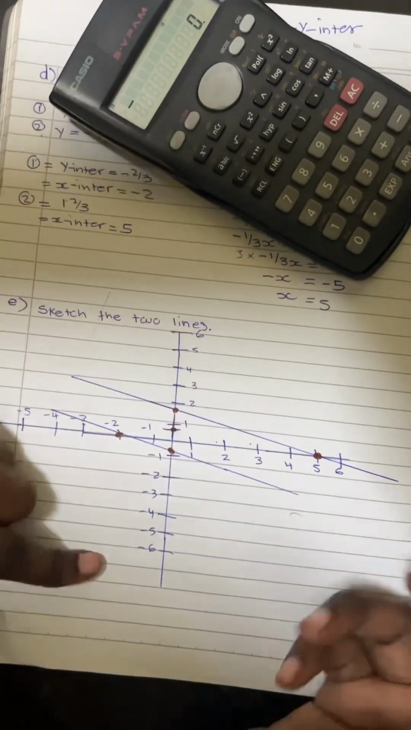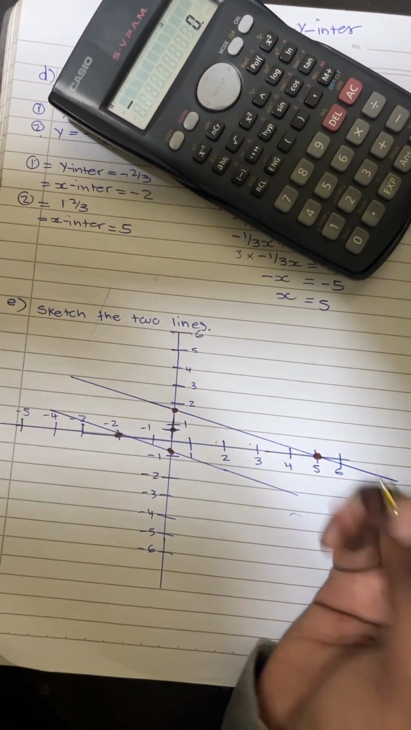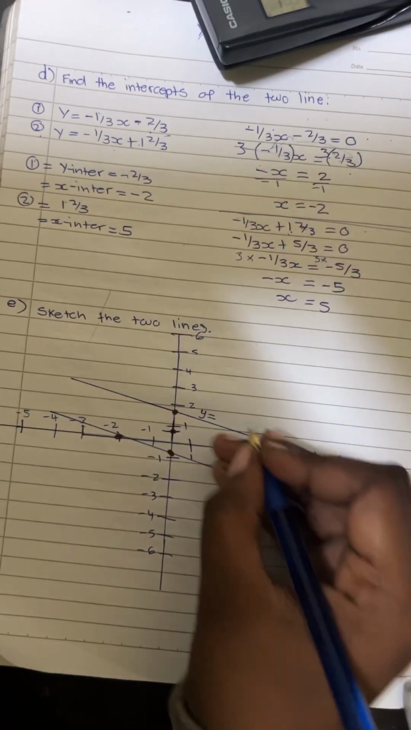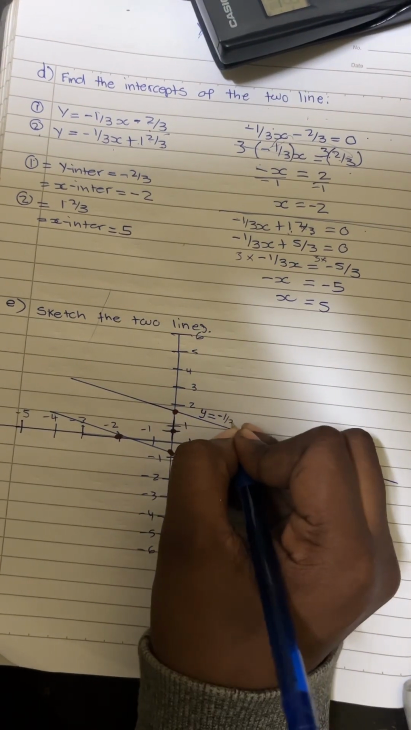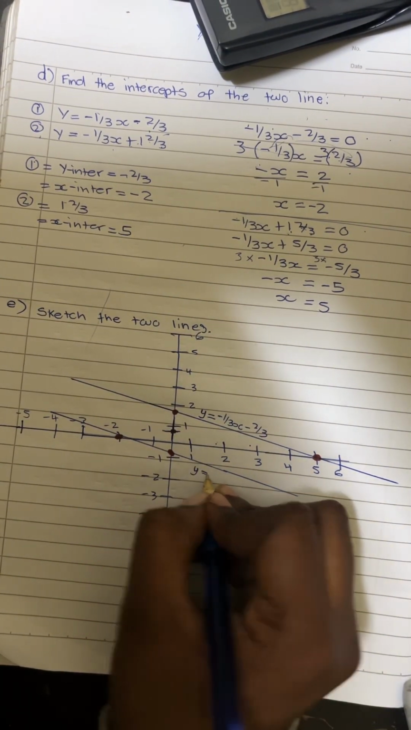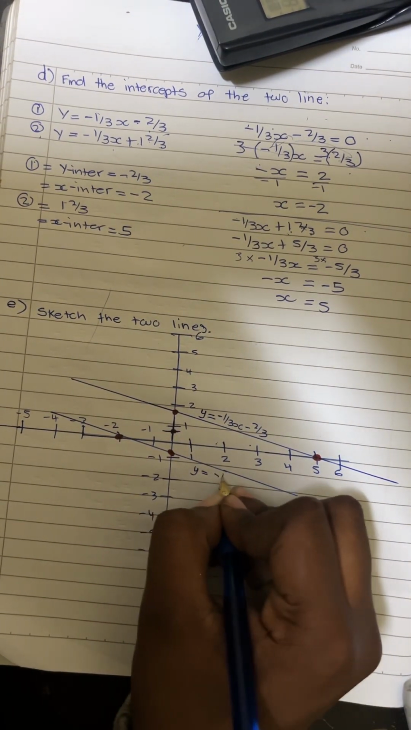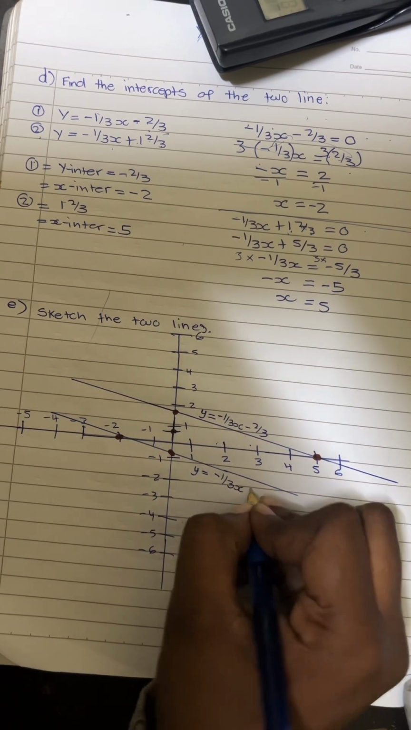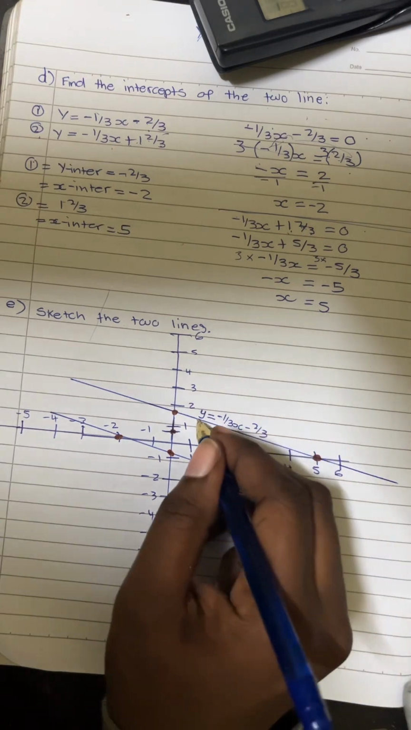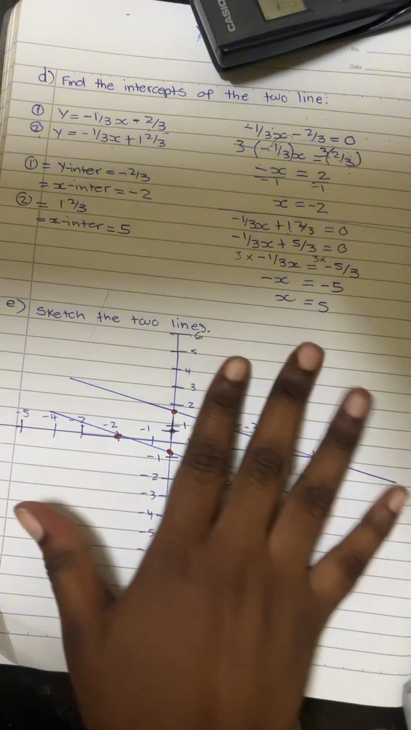But you're not going to stop with your graph. That's not it. You have to complete it by writing this: y equals negative 1/3 x minus 2/3, and y equals negative 1/3 x plus 1 2/3. Yes, and now we're done. And that's it.